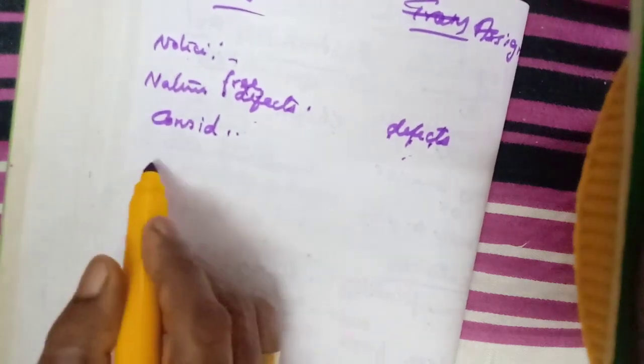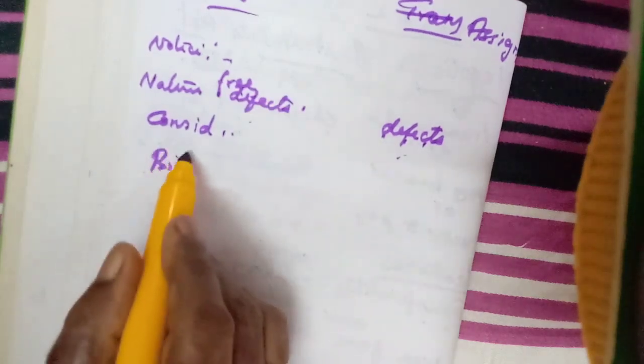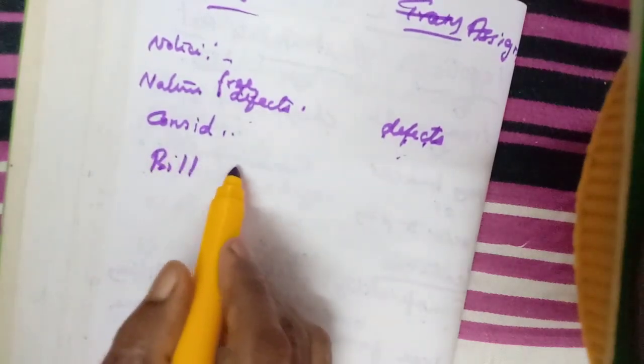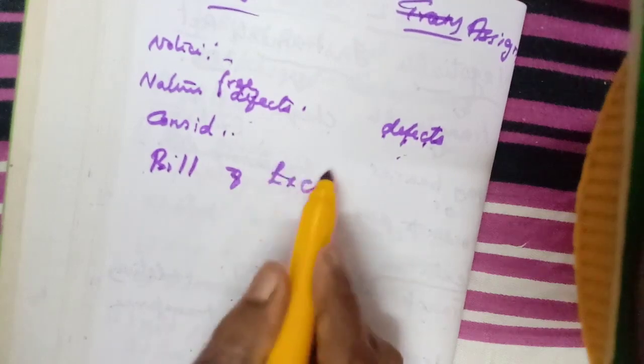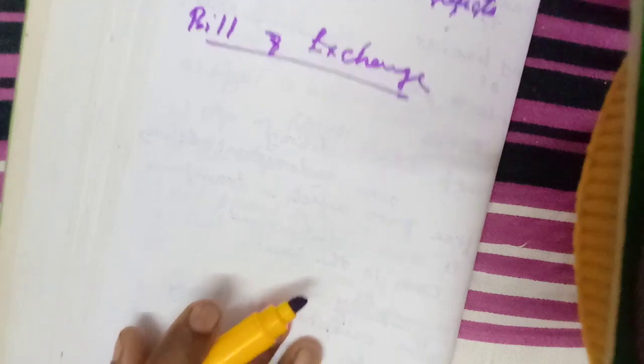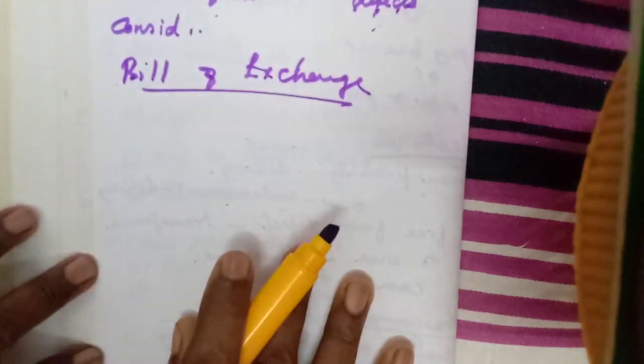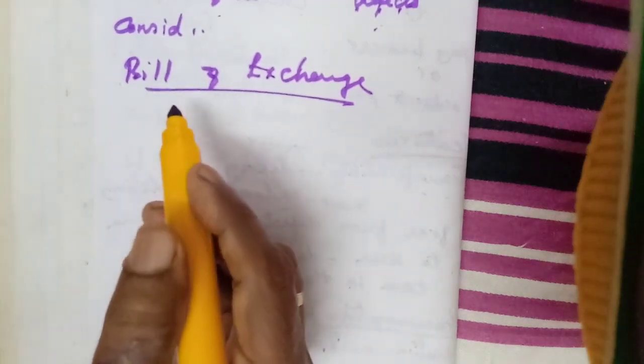Now we will learn all the three negotiable instruments. Now in common we have learned. First we will learn bill of exchange, then cheque and promissory note. In detail we will learn. What is a bill of exchange?